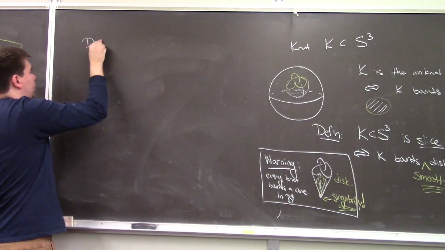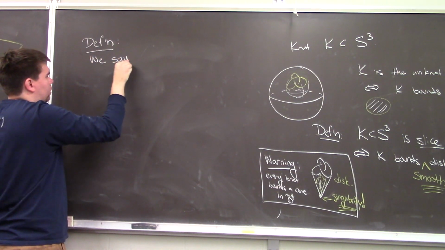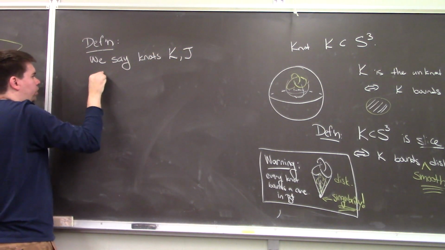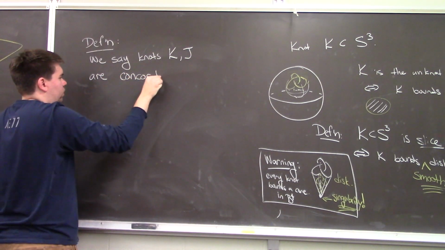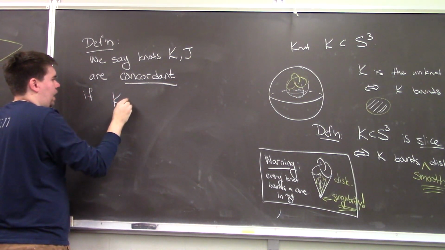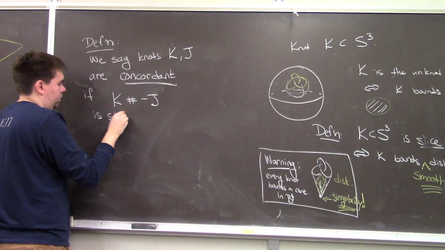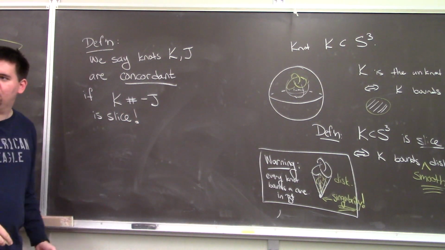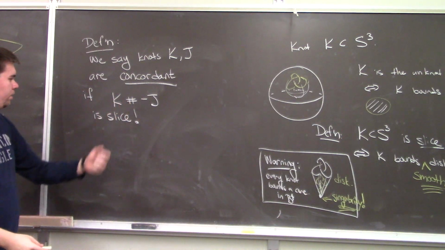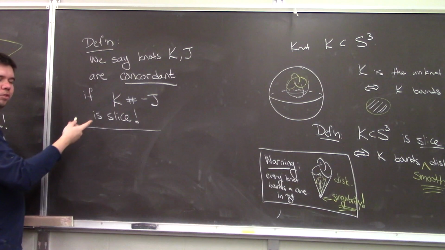So here's my definition, a really important definition. We say some knots, I'll call them K and J, are concordant. This is going to be my new equivalence relation. Concordant if K connect sum the mirror image of J is slice. Seems like a weird definition, but let's begin proving some properties about this, and I'll try to show why it's more natural than you may think.